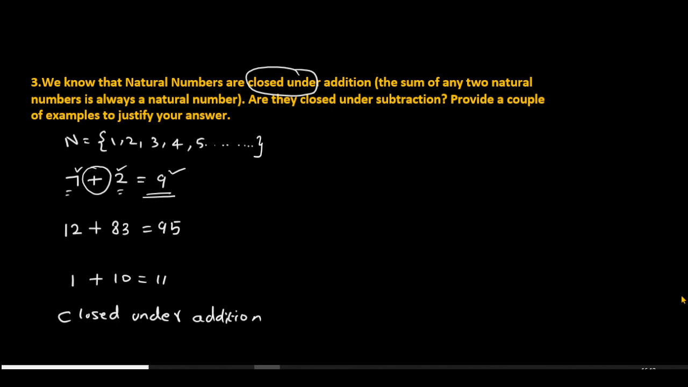Now you need to check whether the natural numbers are closed under subtraction or not. So I take the same example. Suppose I am subtracting 7 minus 2. I will be getting the answer 5. So 7 is a natural number, 2 is a natural number, 5 is a natural number. Here the operation is subtraction, and when I subtract, I am getting a natural number. Look at the second example.